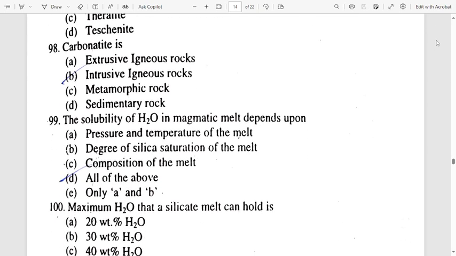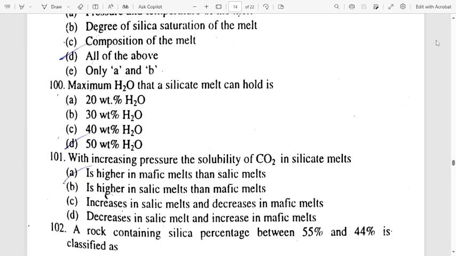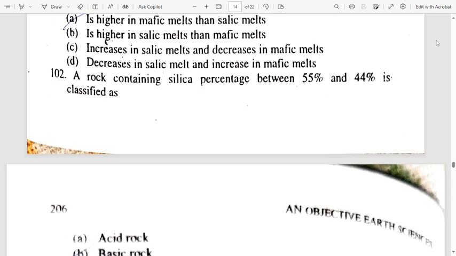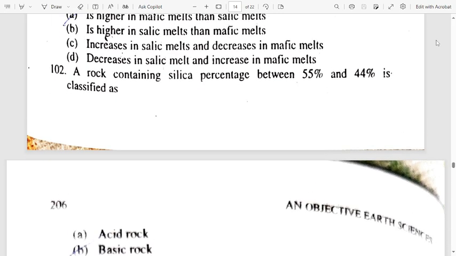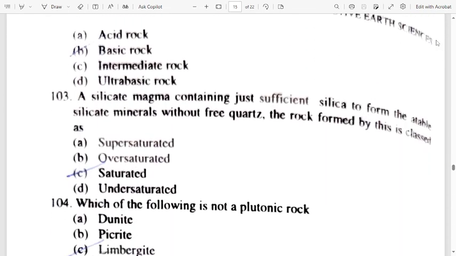The solubility of water in magmatic melt depends upon the pressure and temperature of the melt, the degree of silica saturation of the melt, and the composition of the melt. Maximum water that a silicate melt can hold is 50 weight percent water. With increasing pressure, the solubility of carbon dioxide in silicate melts is higher in mafic melts than salic melts. A rock containing silica percentage between 55% and 44% is classified as basic rock.